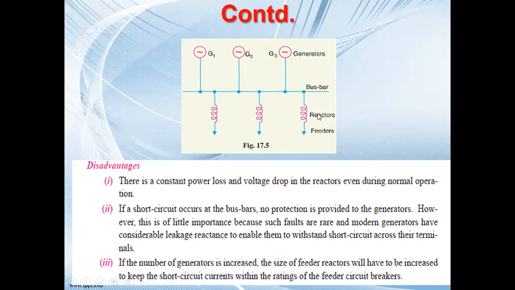So in each feeder, we have the reactors. Suppose a fault has occurred here, so it will not affect this, because why? If the fault has occurred here, what will happen? This feeder reactor will limit the fault current. So the fault current will not enter into the bus bar.